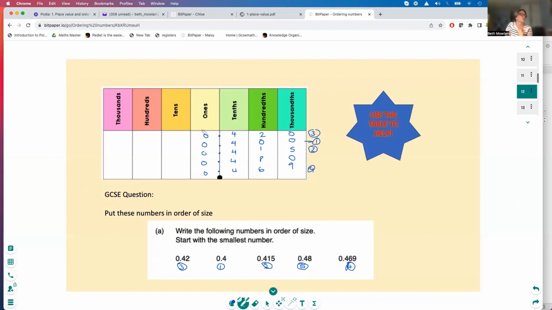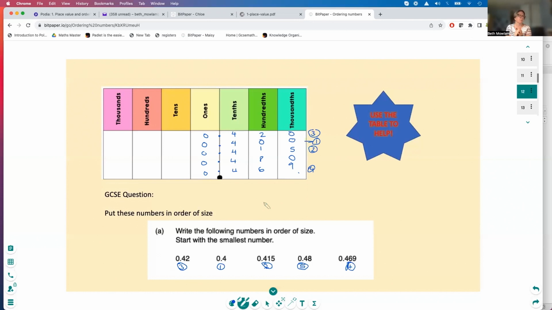So I could have ignored the 0 points altogether because they're all zeros and just gone, well, I've got 420, 400, 415, 480, 469. And I can put those numbers in order, as can you, quite easily because they're just whole numbers. But you've got to add those zeros in to make them all the same length.